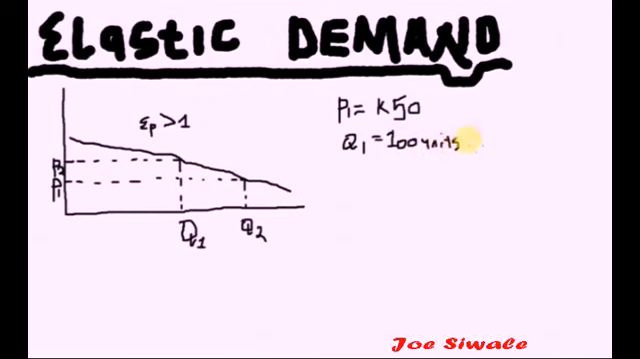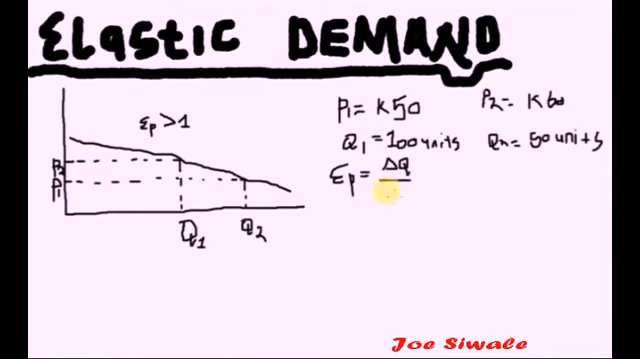If we imagine that the initial price of the product is 50 kwacha, and the initial quantity of that product in the market is 100, and if we increase the price of the product to 60 kwacha, and we discover that the quantity demanded by the customers reduces by 50 units, we can calculate the price elasticity of this product.